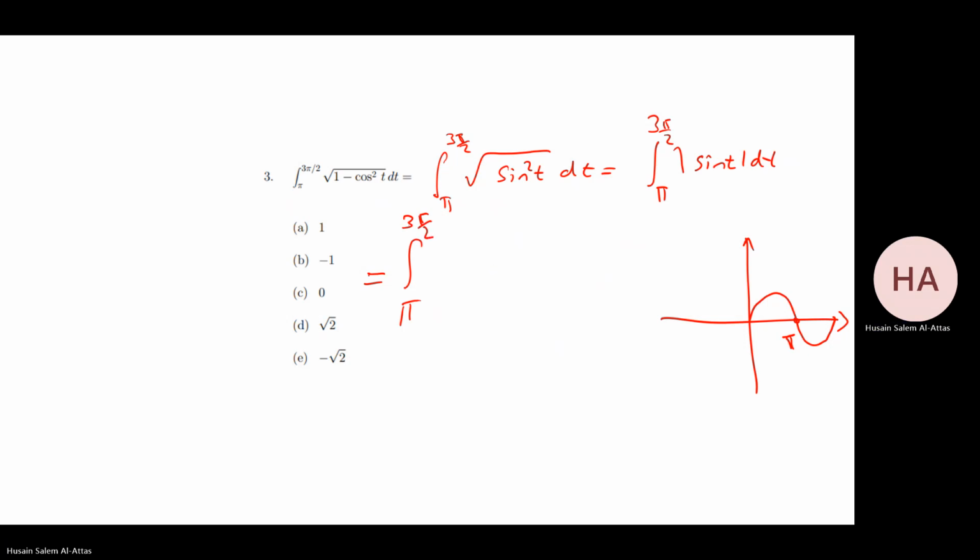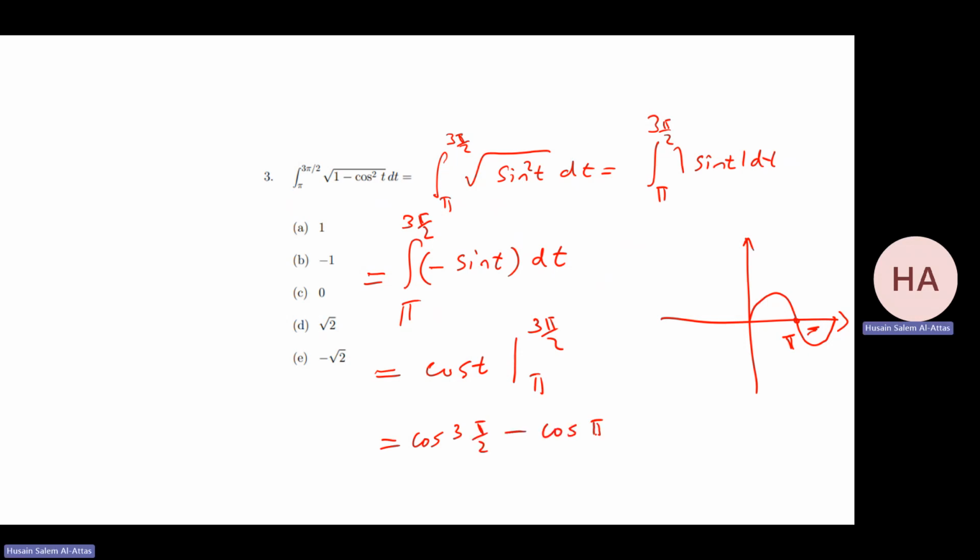of minus sine t dt. And what's the integral of this? It will be minus cosine. So it will be cosine t from pi to 3 pi over 2. Since it's negative all the way, no need to split it. That will be cosine 3 pi over 2 minus cosine pi, which is 0 minus 1.